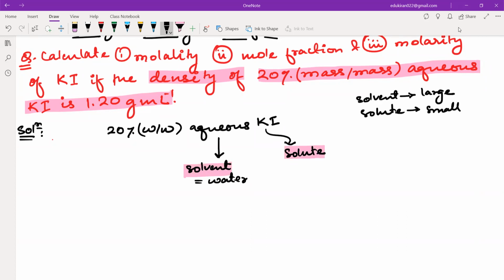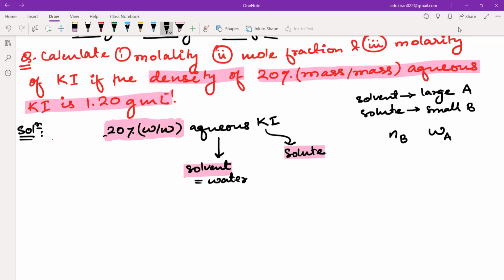Okay. I will represent solvent as A and I will represent solute as B. So if I write number of moles of solute, I will write it NB. If I write mass of solvent, I will write it as WA. Is that clear? Yes or no, Rayan? Fine.